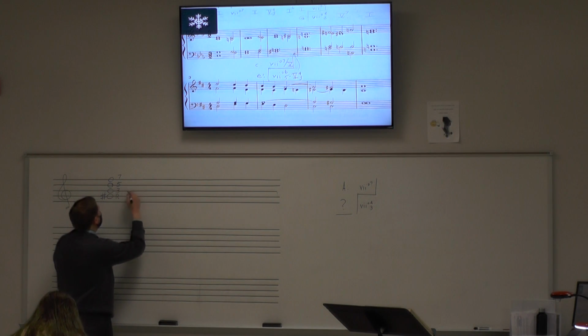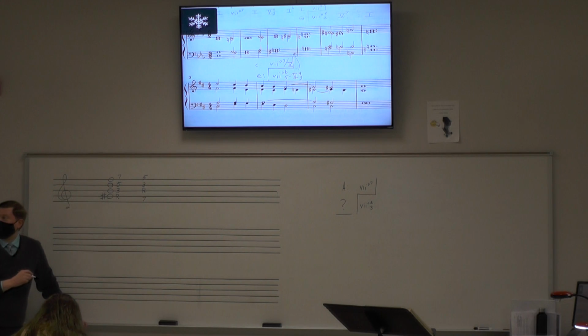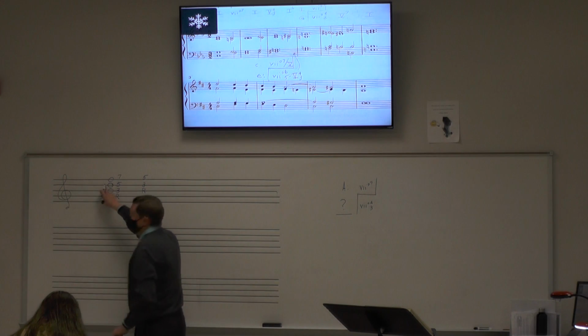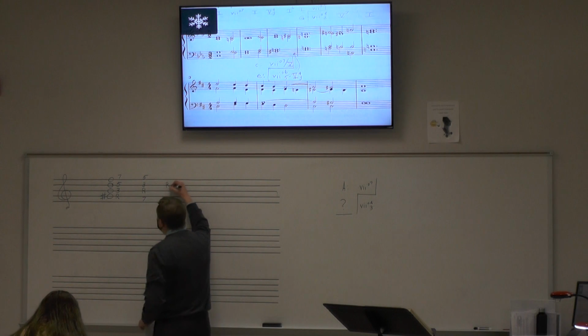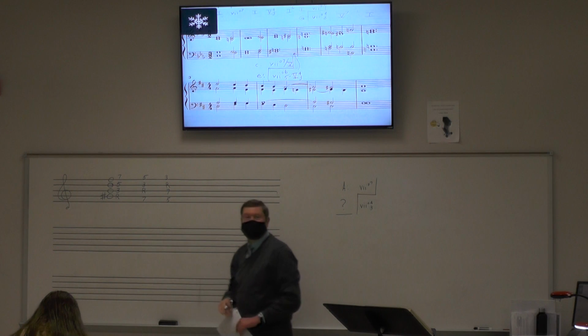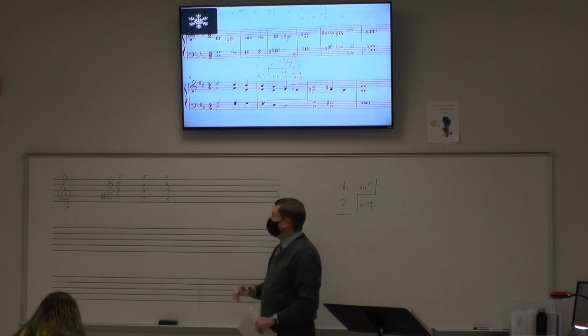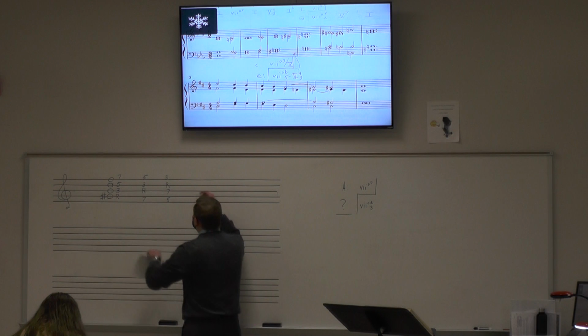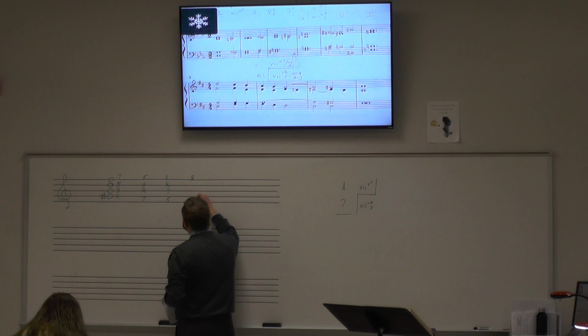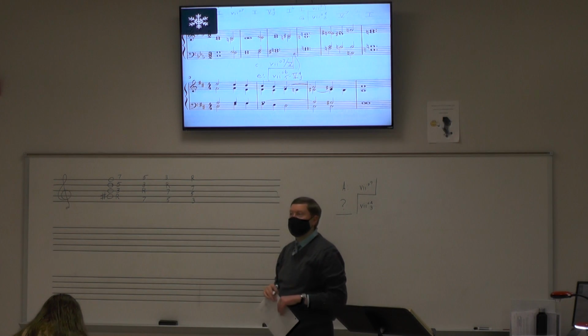So for instance, if I consider the B as the root, then the B would be the root, the D would be the third, the F would be the fifth, and the G sharp, or whatever it's spelled as, would be the seventh. And then if I treat the D as the root, then the root moves here. That means the third would be on the top, the fifth of the chord would be on the bottom, and the seventh of the chord would be there. And finally, if I have the top note as the root, then the root would be here, the third of the chord would be on the bottom, the fifth would be in the middle, and the seventh would be in the middle.